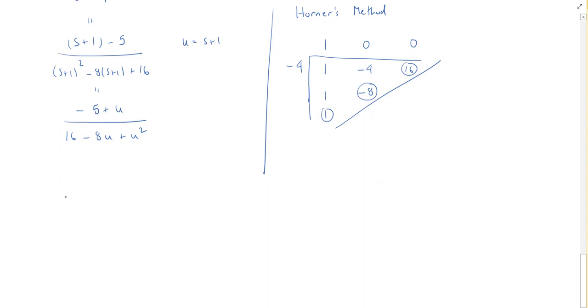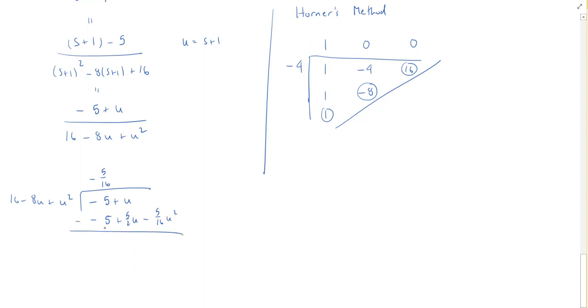So let's get to it. I'm dividing into -5 plus u, and I'm dividing 16 minus 8u plus u squared. So let's see. 16 goes into -5, we need -5 over 16. So then I distribute, and I'll get -5 plus, let's see, this is going to be 40 over 16, which is 20 over 8, which is 10 over 4, which is 5 over 2. Okay, so 5 over 2 u, and then minus 5 over 16 u squared.